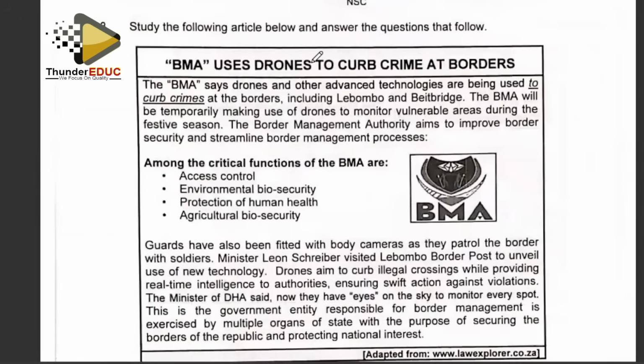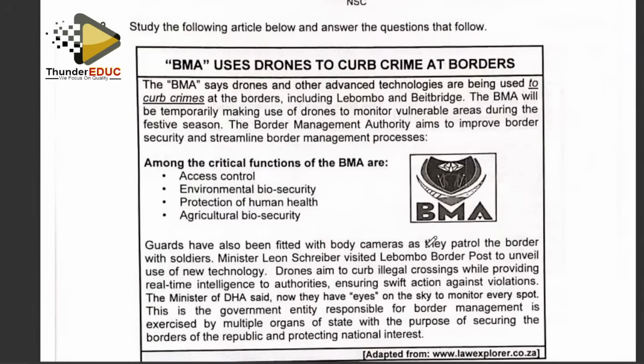BMA uses drones to curb crime at borders. The BMA says drones and other technologies are being used to curb crimes at borders, including Lebombo and Beitbridge. The BMA will be temporarily making use of drones to monitor vulnerable areas during the festive season. The Border Management Authority aims to improve border security and streamline border management processes. Among the critical functions of BMA are access control, environmental biosecurity, protection of human health, agricultural biosecurity. Guards have also been fitted with body cameras as they patrol the border with soldiers.